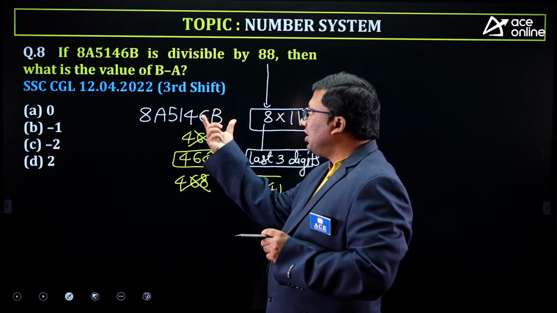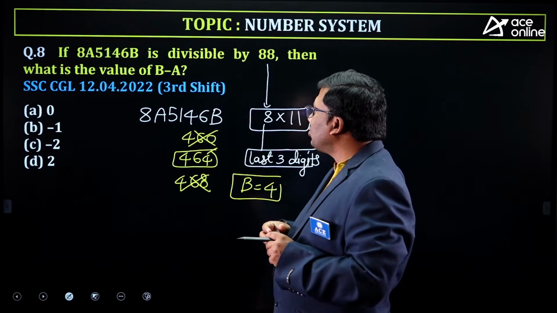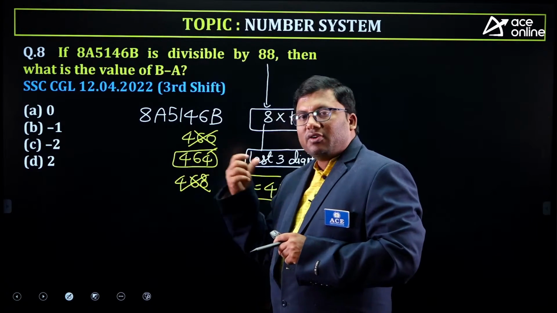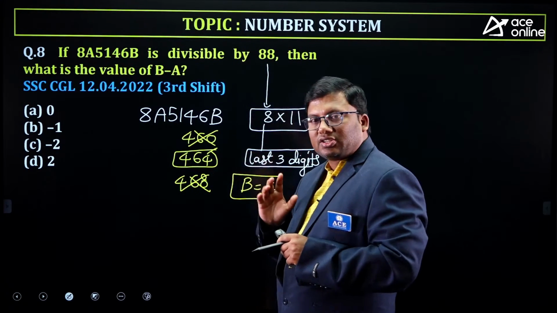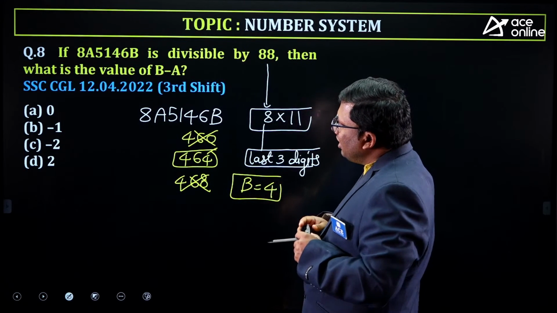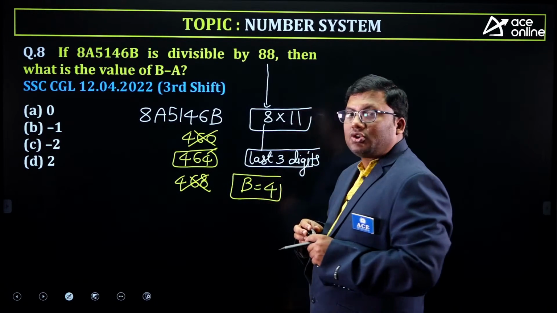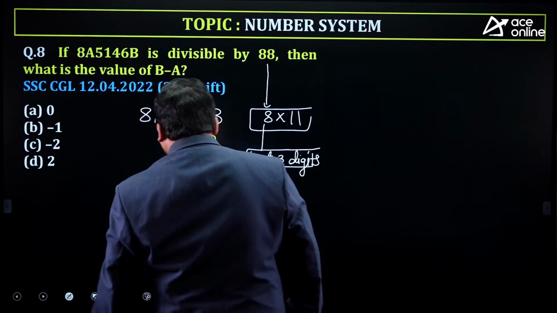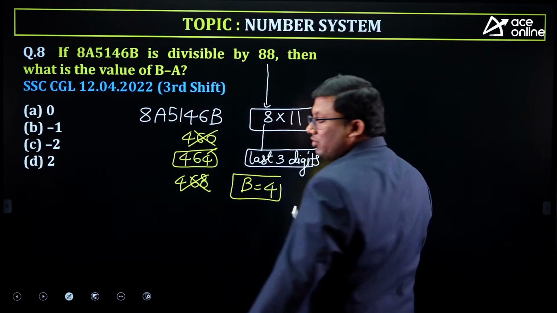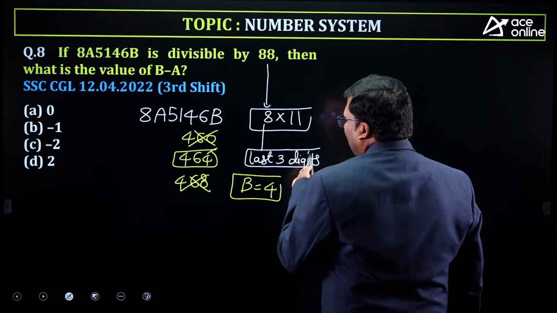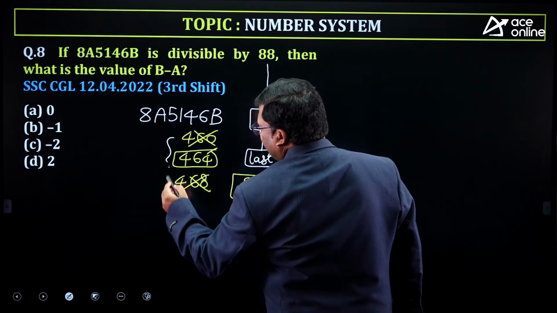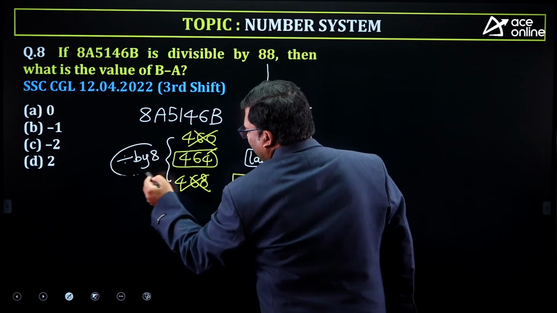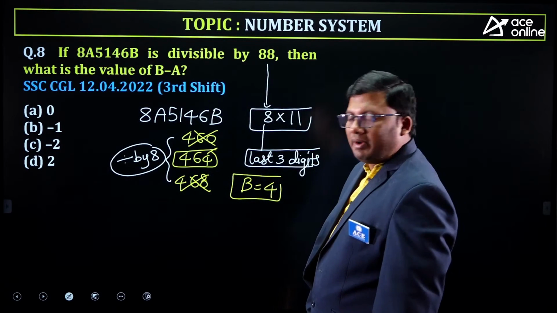In 8A5146B, the last 3 digits should be divisible by 8. 460, 464, 468. So B has to be 4. This is because of the divisibility rule by 8. What is the next concept? It should be divisible by 11.